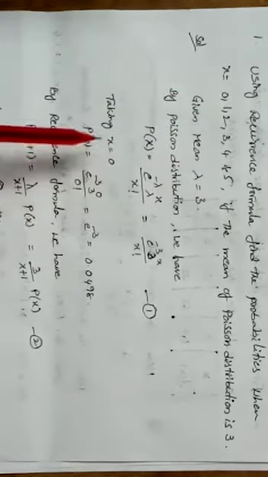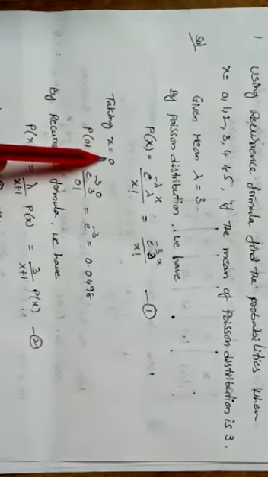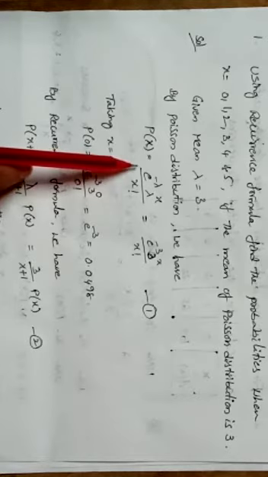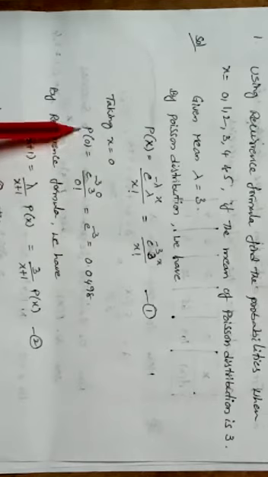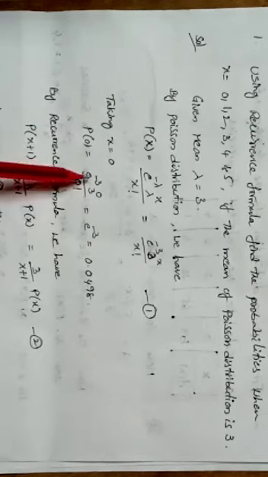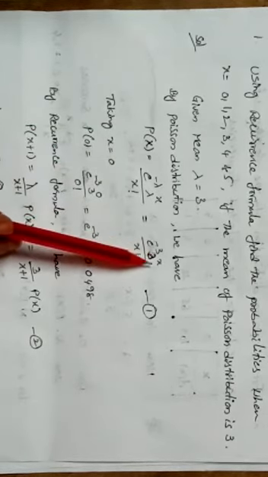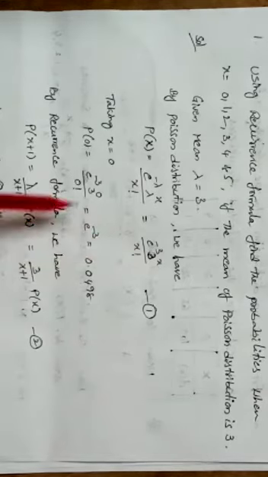First I am taking the value of x as 0 and substituting in the Poisson distribution formula. P of 0 is equal to e power minus 3 into 3 power x, in that x place we are substituting 0, by 0 factorial, and the value of that is 0.0498.